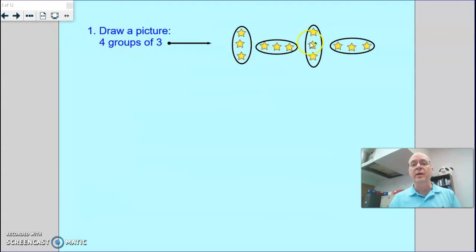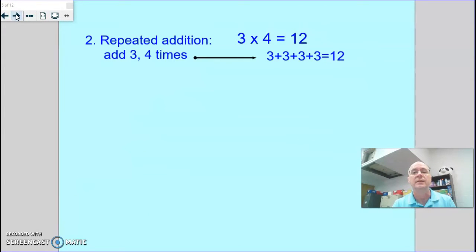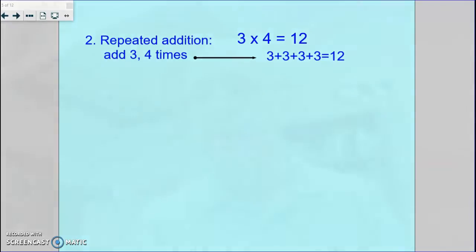Okay, so one way you could do it is to draw pictures. I think this is a little dicey, it can get you in trouble. I don't like that one as much. I do like this idea, repeat addition, okay? So let's talk about, can I get this to work here? How about this? There we go. So let's say I had the problem 6 times 3.